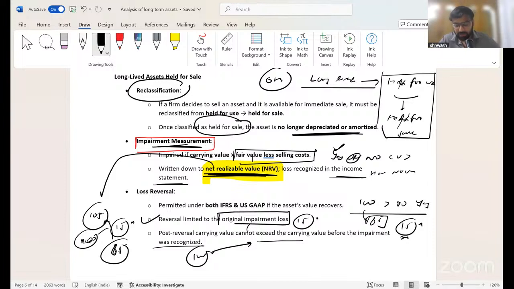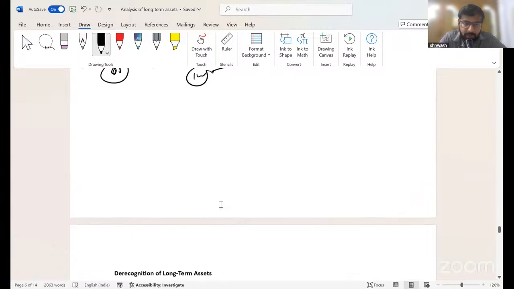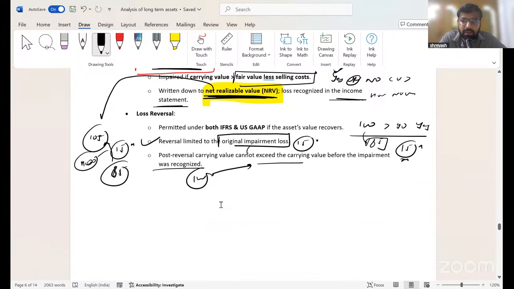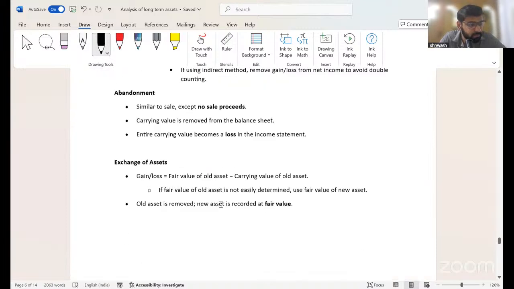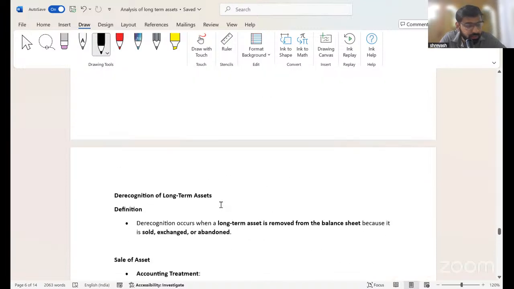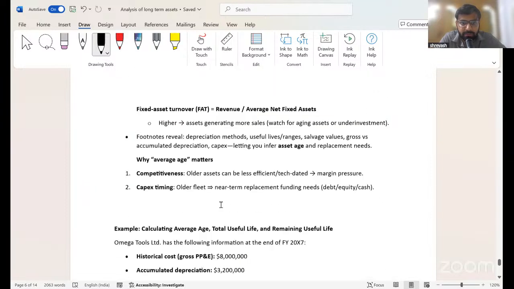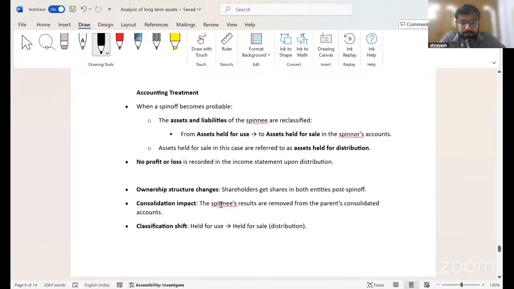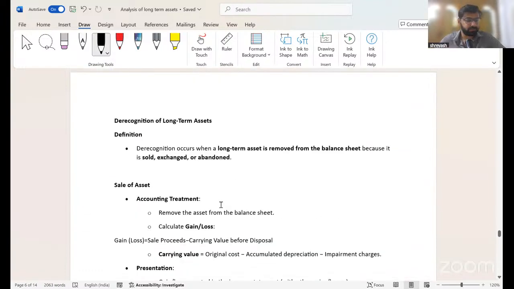I hope you guys have been able to understand everything very well. And of course, reversal is not allowed in US GAAP, and is allowed in IFRS, only up to the limit of the original impairment loss. Guys, with me so far, understood everything? Let's move forward. Let us go to derecognition of long-term assets. Three more topics left in this chapter, then we are done with this chapter as well.